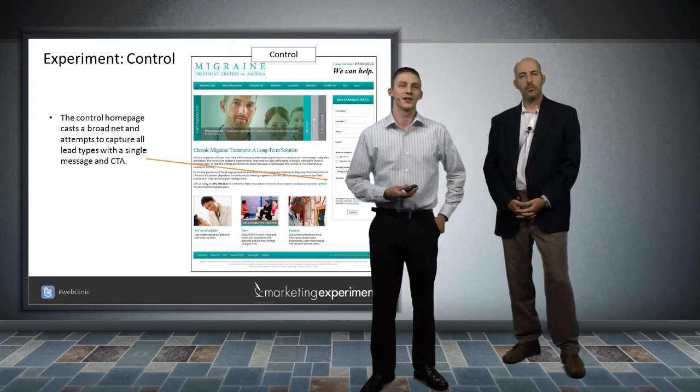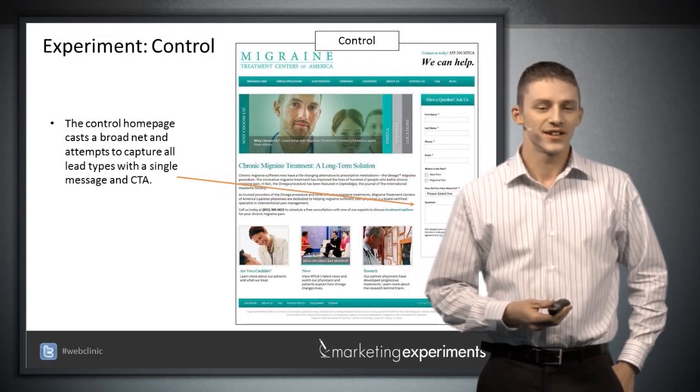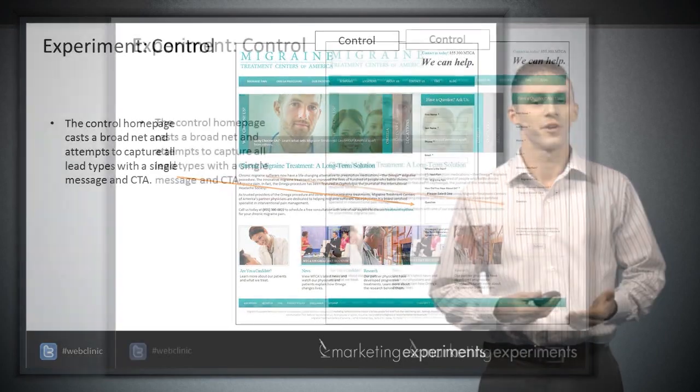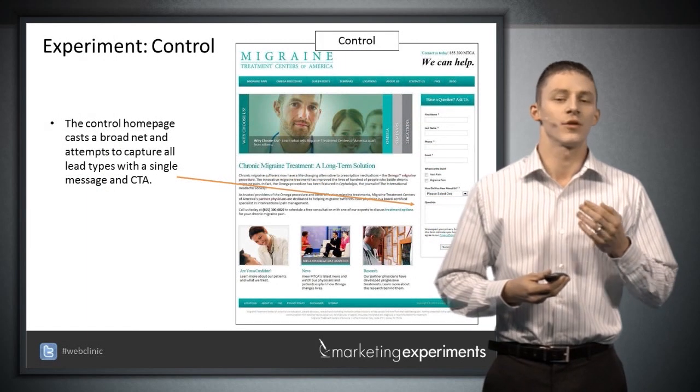So let's take a look at the control. I see a lot of these home pages, and to their credit, they're trying, right? They're trying to apply our rules, or rules that they've heard. Single call to action, headline, image. It actually looks very much like a landing page. But the problem with this was all the people that they were excluding.